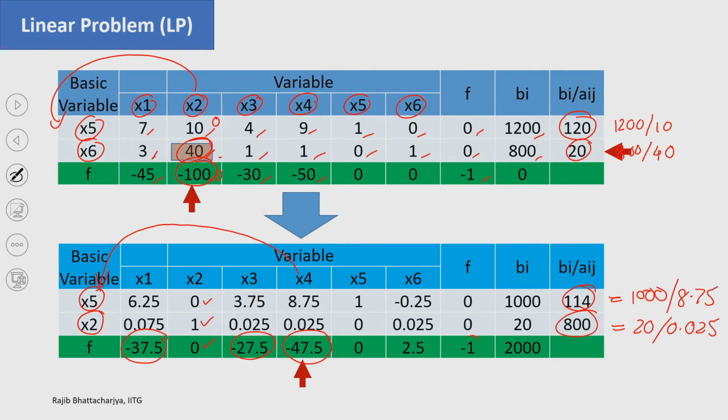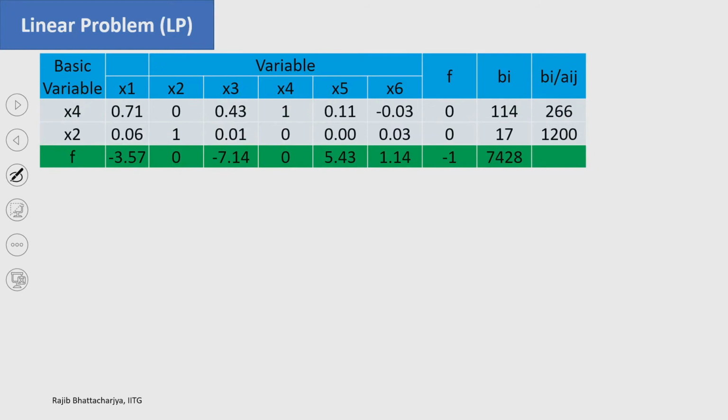So, what I have to do? I have to take the minimum one. So, here minimum one is 114. So, therefore, this will be my pivoting element. So, I will make it 1, and for others I will make it 0. So, after that, I am getting this table. So, now x4 is entering into the basis and x2 is already there.